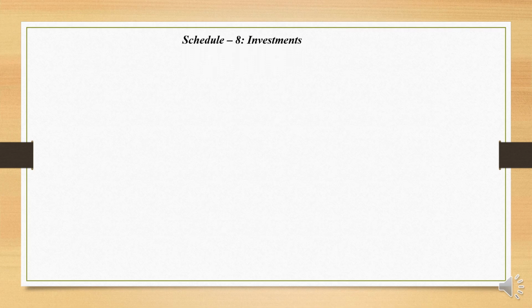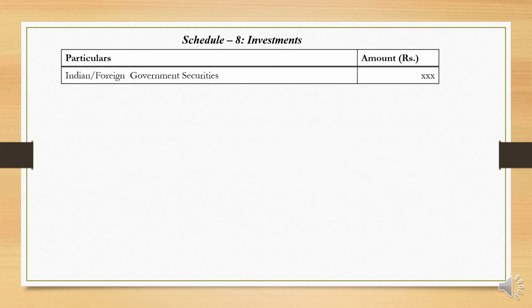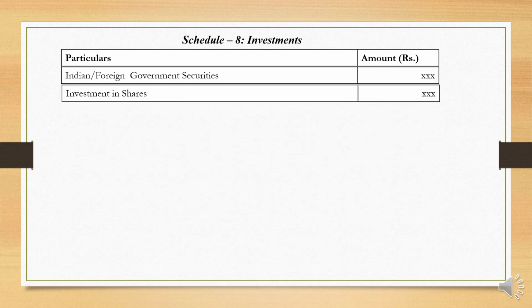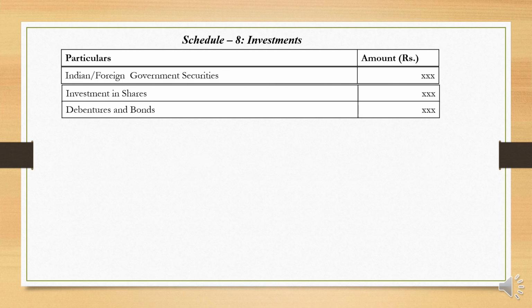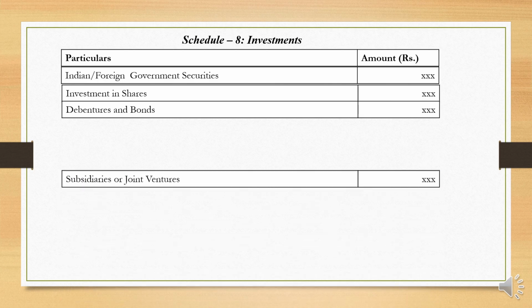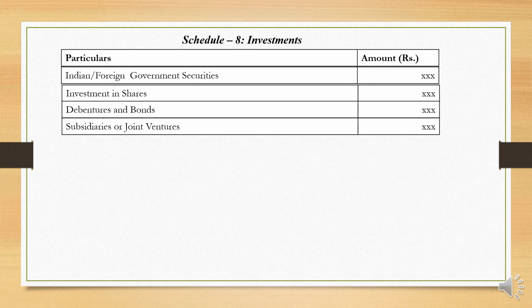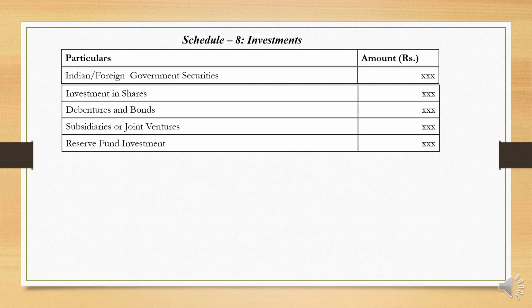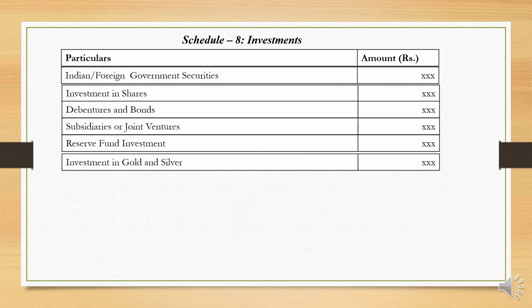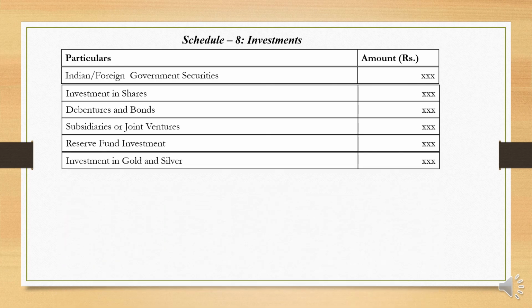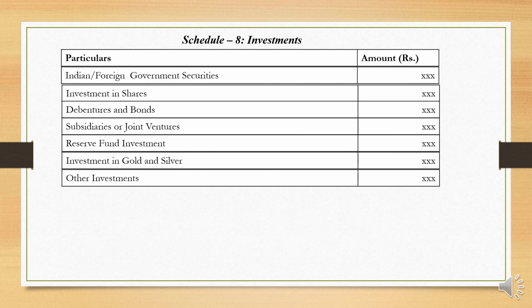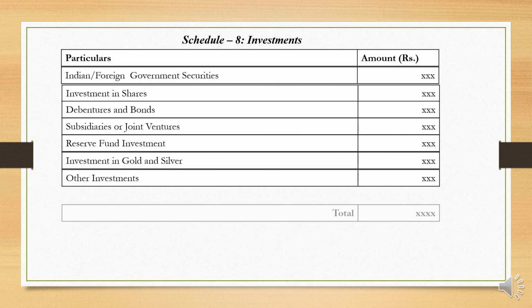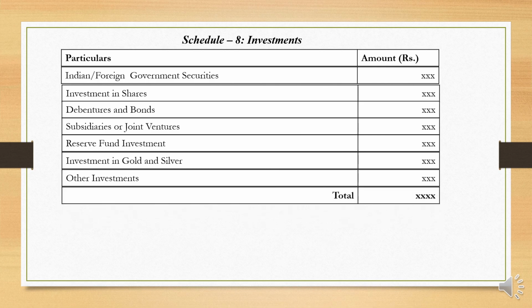Schedule number 8 is investment. So here different types of investment: investment in Indian or foreign government securities, investment in shares of India or outside, or investment in debentures and bonds in India or outside. Then investment in subsidiaries or joint ventures. Then investment in reserve fund, and investment in gold or other kind of precious stones. So then any other type of investment comes here, so that will get the total of investments.